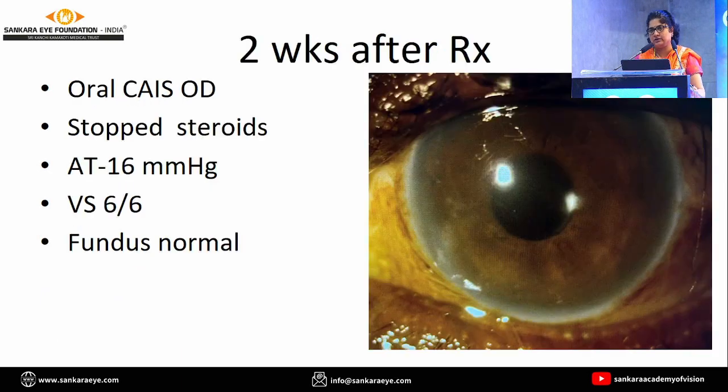Just we had one carbonic anhydrase inhibitor, systemic tablet Dimox OD for one week and stopped steroids, and at the end of two weeks the pressure is 16 and vision is 6/6, fundus normal. So just discontinuation and a short course of oral carbonic anhydrase inhibitor is enough.